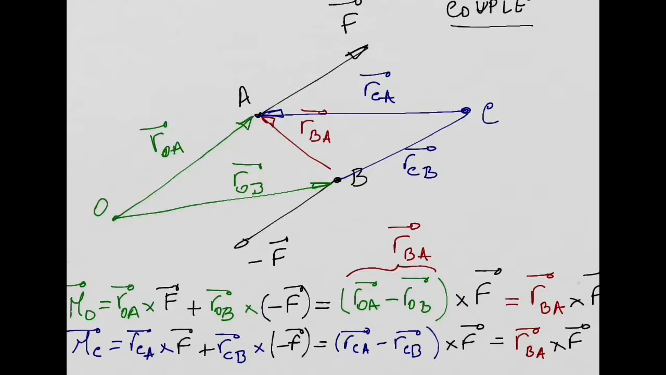cross product with my force vector F in the couple, right? This is a very important property of this couple. So it doesn't matter which point we choose to calculate the moment, we can always obtain the same result for the moment produced for the couple, which is RBA cross product with F.